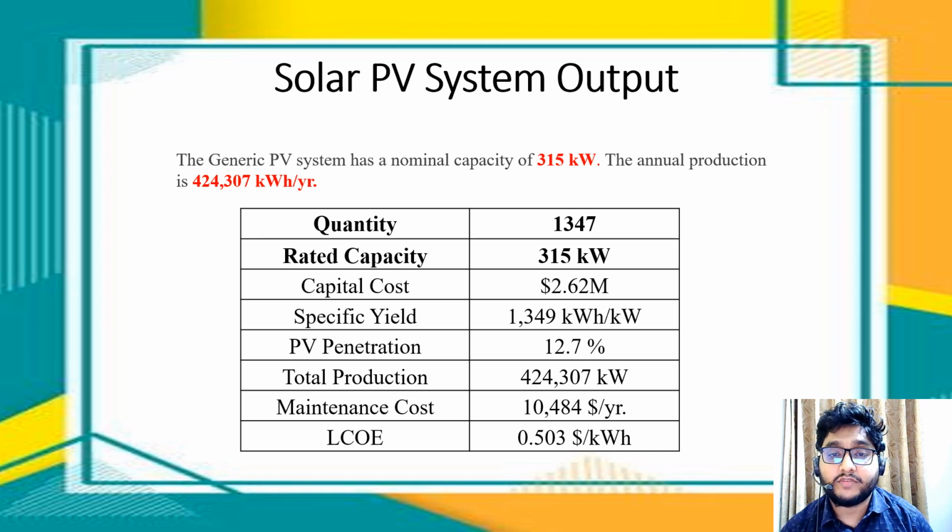In the solar system we need total 1347 PV, and rated capacity is 345, which is, as I told before, capital cost is 2.62 million for PV. Capital cost is 2.62 million only for PV, and other things are given here. I am not going through all these.